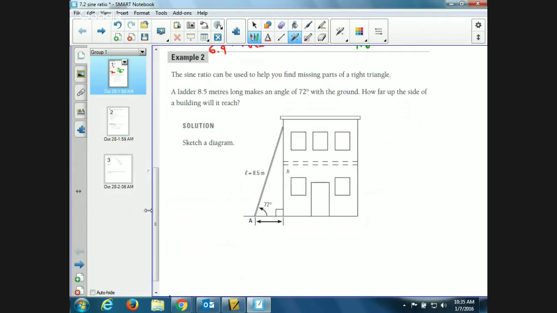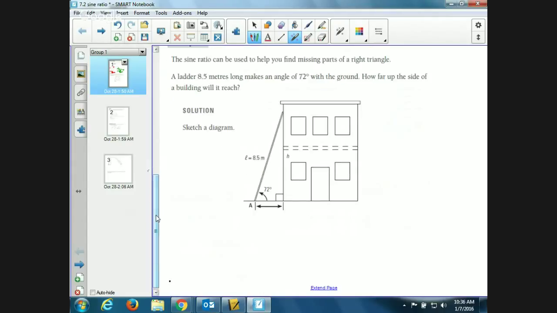Okay, example 2, to work through with this. So work along with me, Tori and Misha. The sine ratio can be used to help find the missing parts of a triangle. A ladder 8.5 meters long makes an angle of 72 degrees with the ground. How far up the side of the building will it reach? First, you'd sketch a diagram. I have it for you.